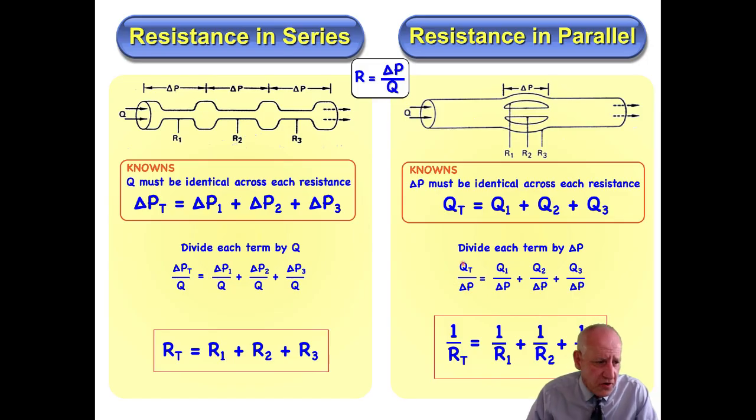And since the pressure term is common to each of the three terms, we can divide each of the terms by the pressure. Since flow divided by pressure is equal to the inverse of resistance, the total resistance, expressed as an inverse, will be equal to the sum of the inverse resistances of the individual tubes.